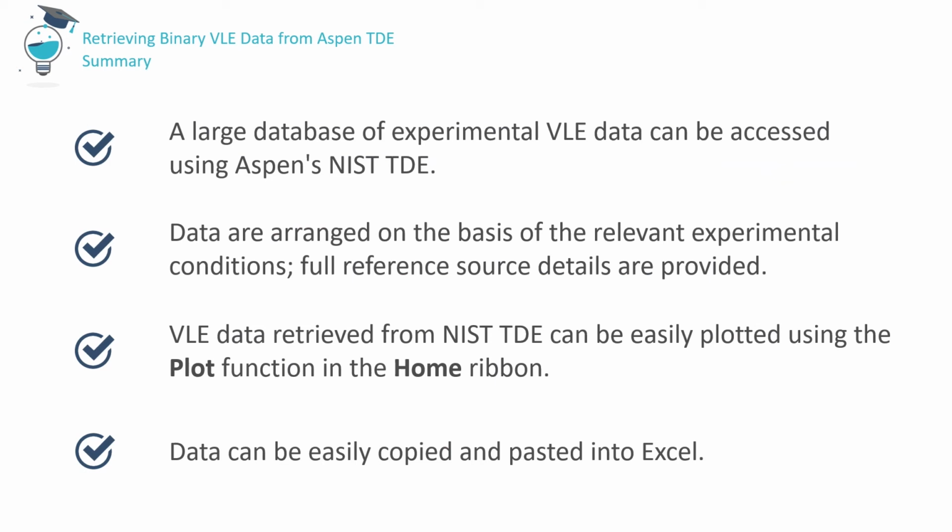In this tutorial, we've seen that published experimental data can be accessed on Aspen via the NIST Thermodata Engine database. These data are organised on the basis of the purpose or nature of the original experimental work. In our case, we were specifically interested in isobaric binary VLE data. Finally, the data can be easily plotted in Aspen and/or in Excel. To plot the data in Excel, copy and paste the data from Aspen.